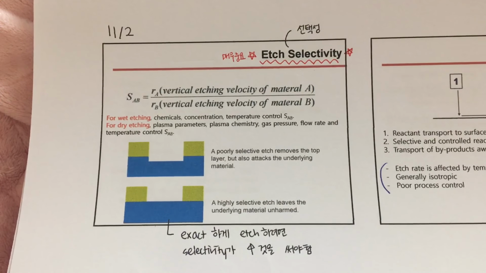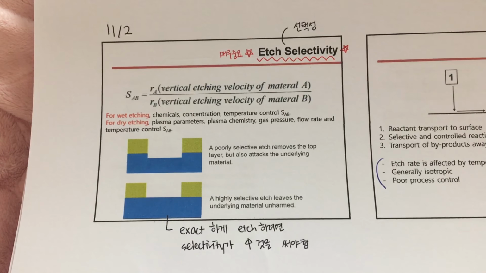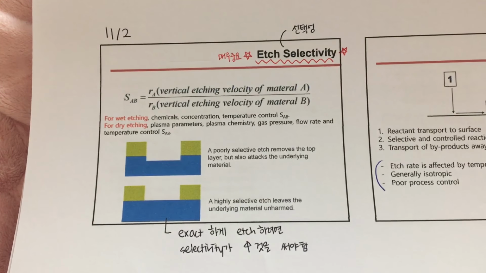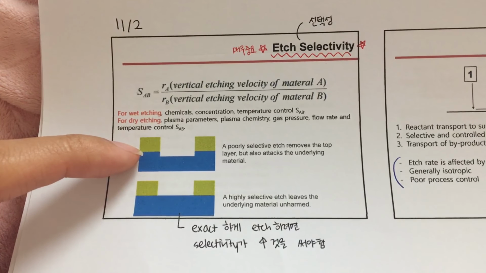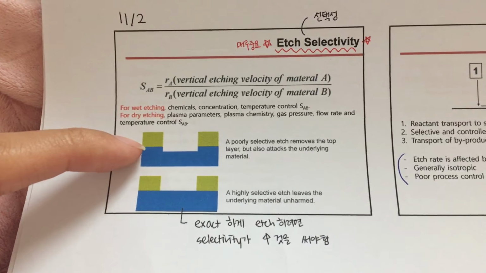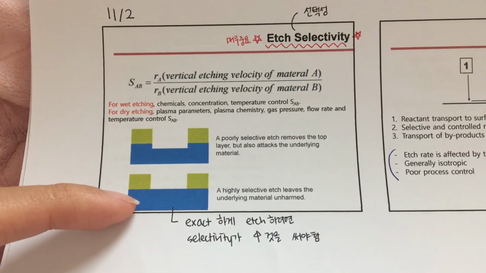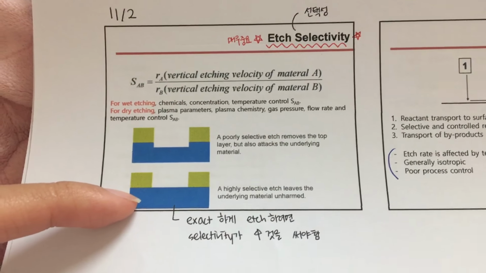The etching system's ability to do this depends on the ratio of etch rates in the two materials. A poorly selective etch removes the top layer but also attacks the underlying material. A highly selective etch leaves the underlying material unharmed.